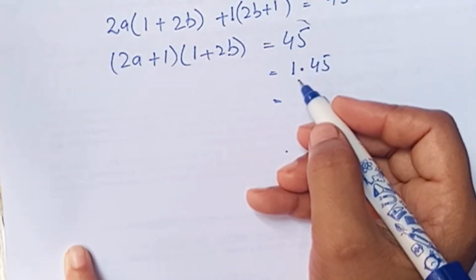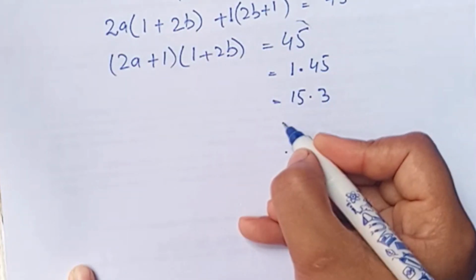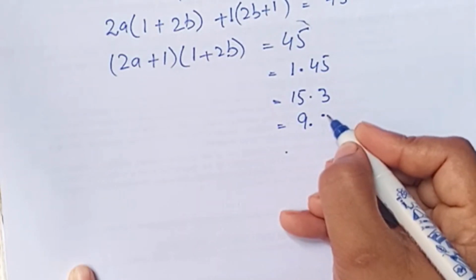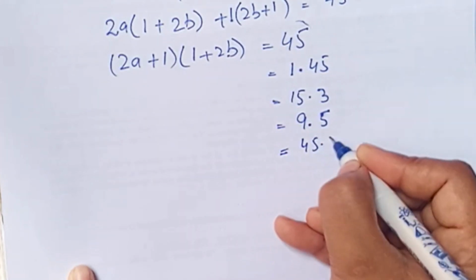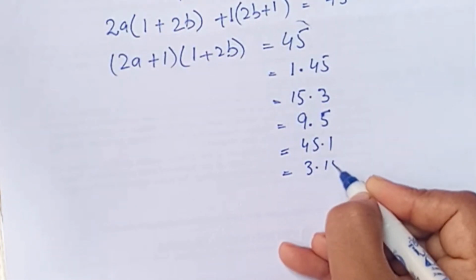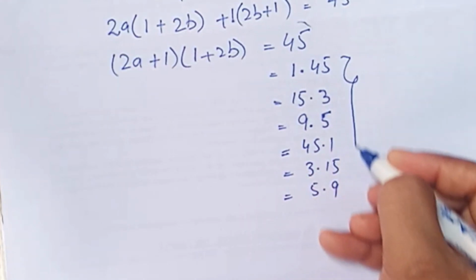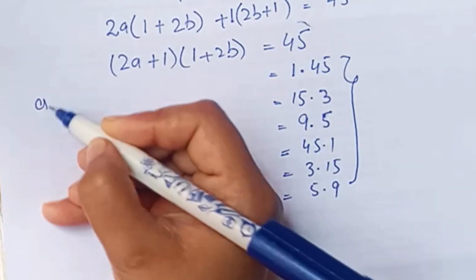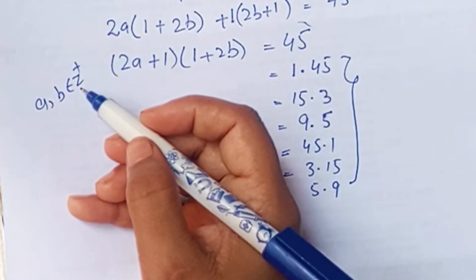The second factor pair will be 15 multiplied by 3, the third will be 9 multiplied by 5, the fourth will be 45 multiplied by 1, the next will be 3 multiplied by 15, and the last will be 5 multiplied by 9. So these are all the possible factors. Now look at this: in our question it's given that a and b belong to positive integers. So positive integers start from 1.